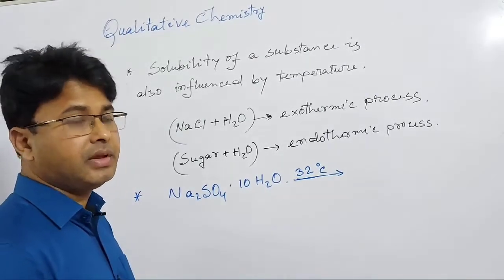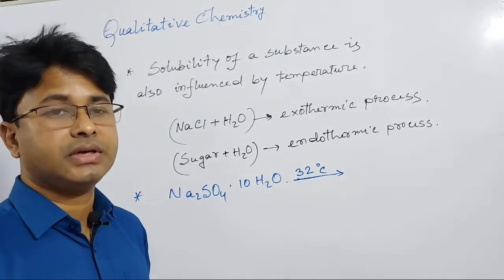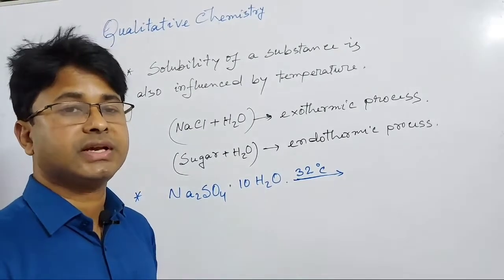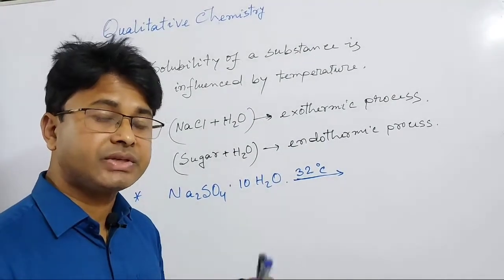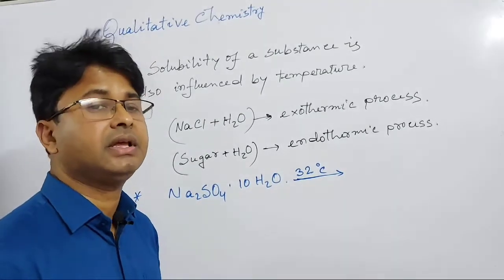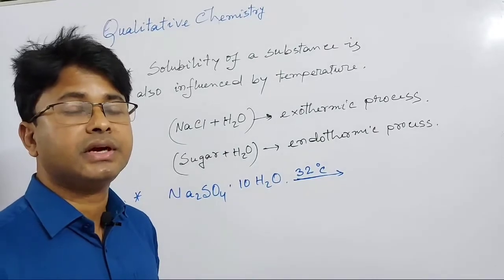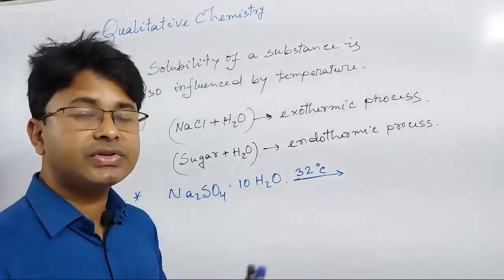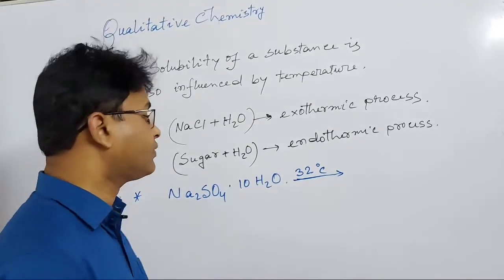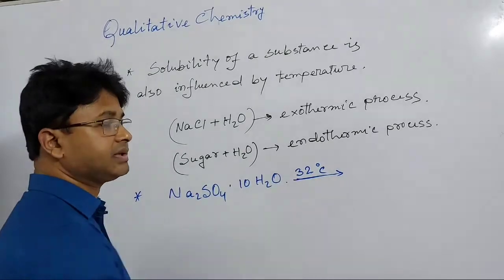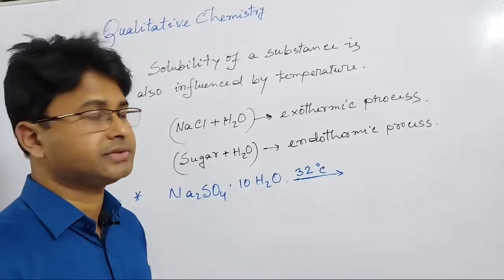So I can say the effect of heat on the solubility of Glauber's salt is of two types. Initially, the solubility of Glauber's salt is increased with the increasing of temperature, but after 32 degrees centigrade, the solubility of sodium sulfate is decreased with the increasing of temperature due to the absence of crystal water. Those 10 molecules of water are actually crystal water in the Glauber's salt.